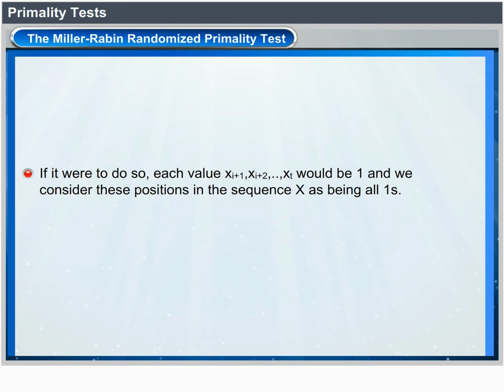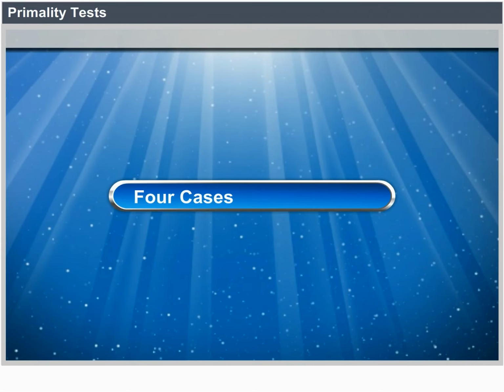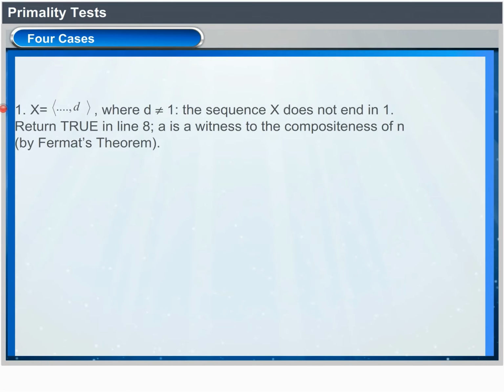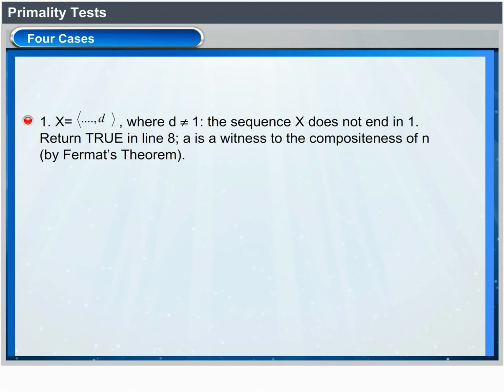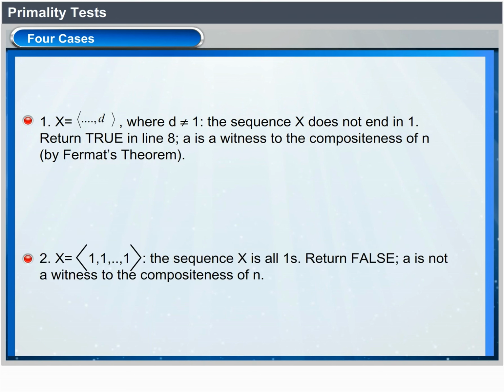There are 4 cases. Case 1: the sequence x goes up to d, where d not equals 1. The sequence x does not end in 1. Return true in line 8. a is a witness to the compositeness of n by Fermat's theorem. Case 2: x goes up to 1. The sequence x is all ones. Return false. a is not a witness to the compositeness of n.